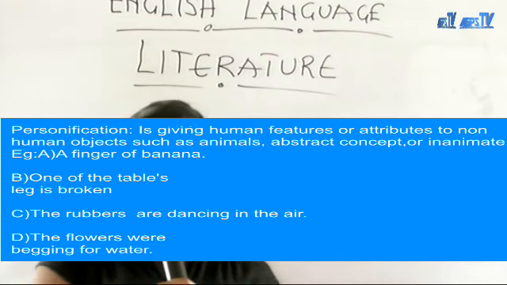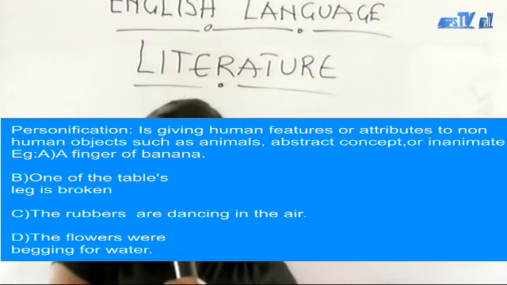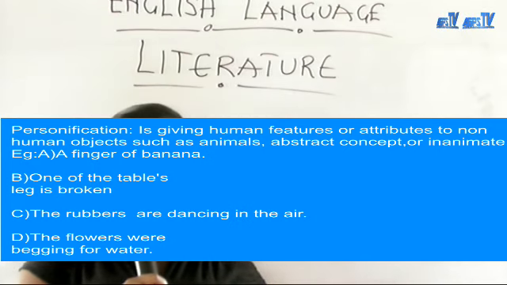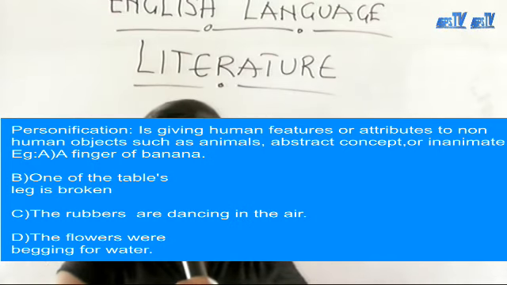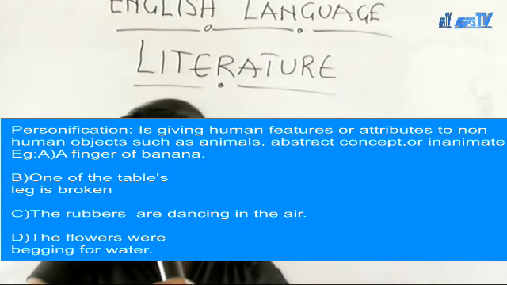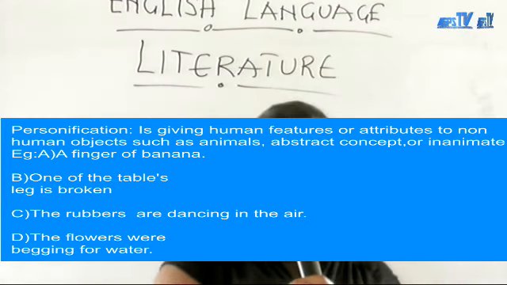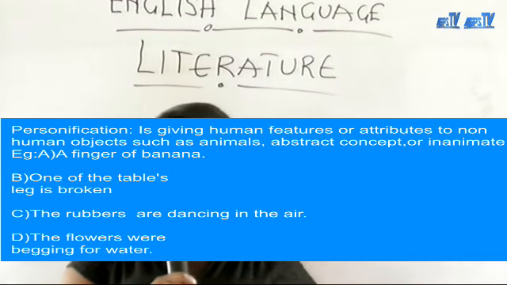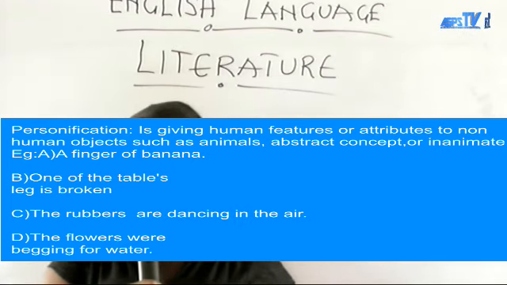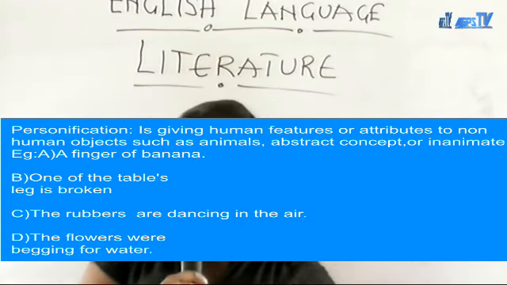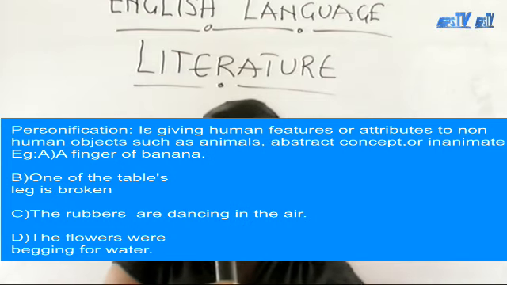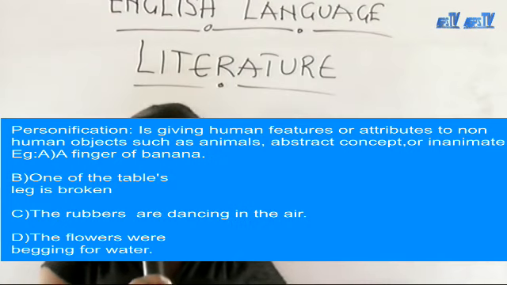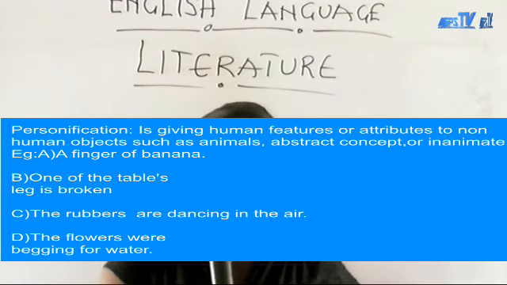Animals: we have cats, dogs, tigers, birds, lions. We have abstract concepts, that is wisdom, knowledge, love, faithfulness. All these are abstract concepts. Then we have inanimate things, that is non-living things or nature, like water, trees, chairs, schools, bananas, the food we eat. All these are inanimate things because they cannot breathe or walk.